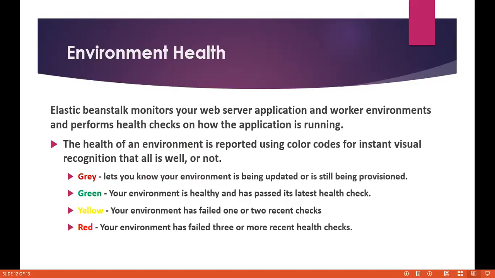Gray means it is still getting started. Green means running successfully. Yellow means one or two recent checks have failed. Red means almost all the checks have failed, three or more recent checks on your application. So you can monitor the health of your application, how your application is running. Is it getting started or already started? Are any checks failed, or failed multiple times? That health also you can monitor for your application. That is called environment health.